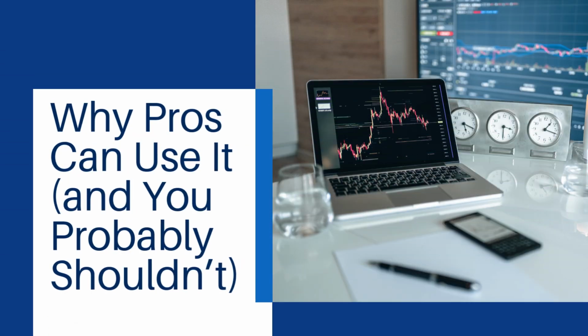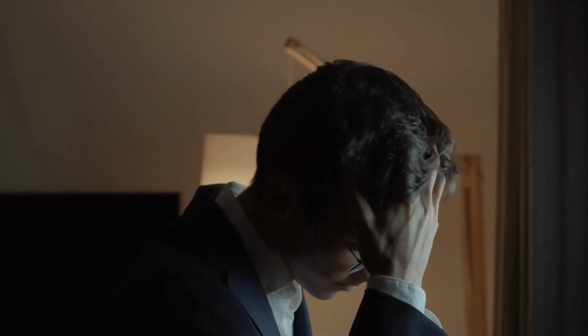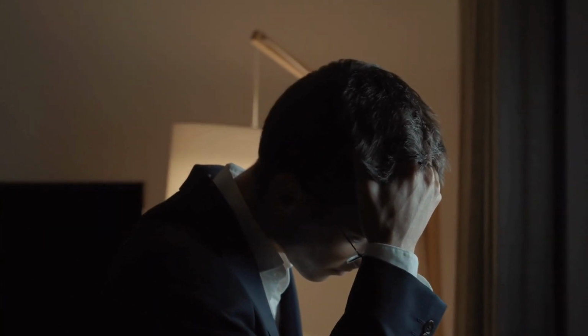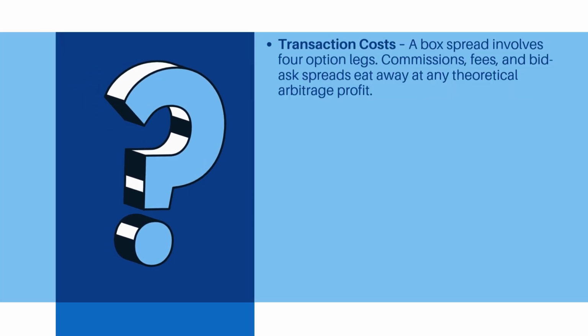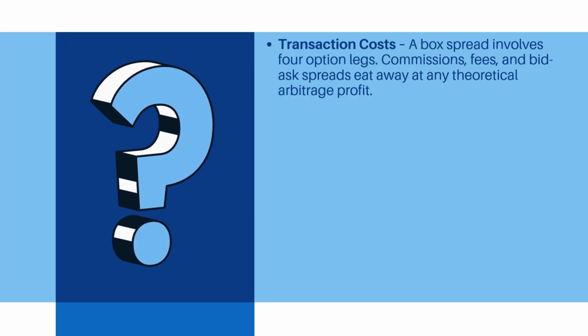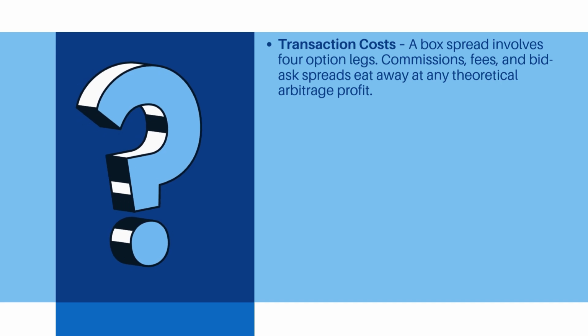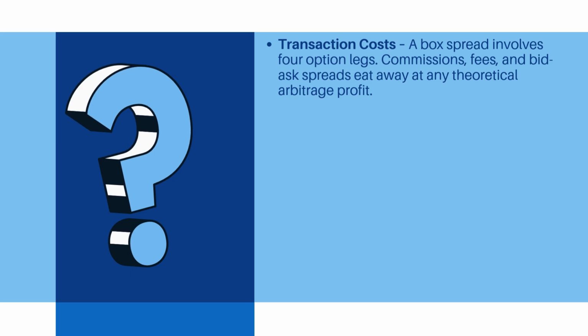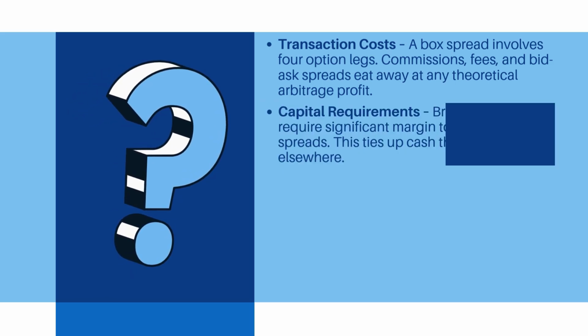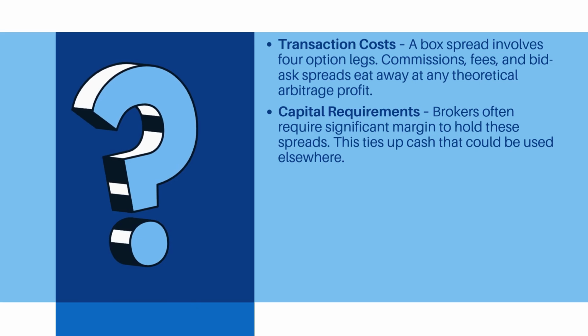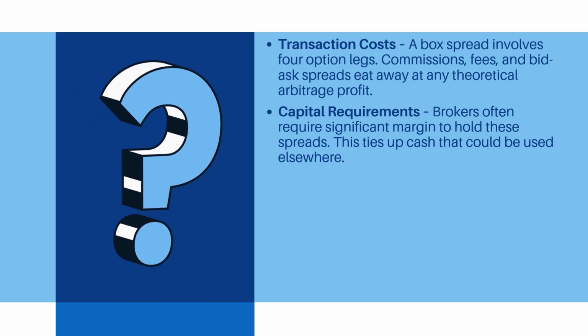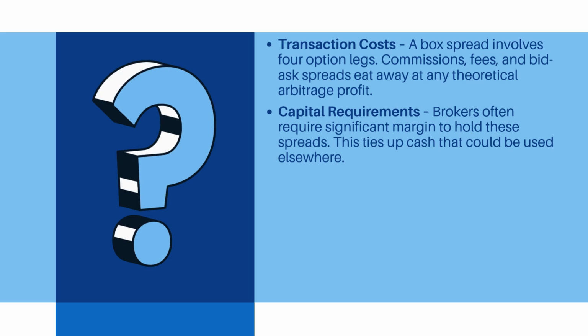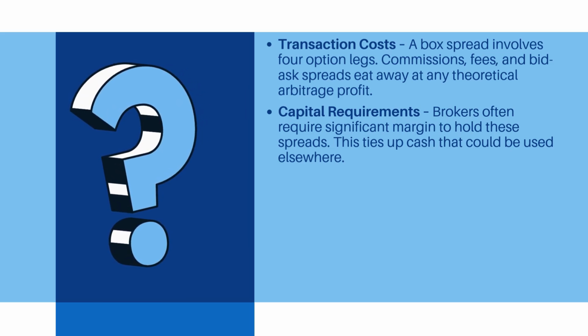Why pros can use it, and you probably shouldn't. Here's the catch. While it sounds like free money, retail traders almost never benefit. Why? Transaction costs. A box spread involves 4 option legs. Commissions, fees, and bid-ask spreads eat away at any theoretical arbitrage profit. Capital requirements. Brokers often require significant margin to hold these spreads. This ties up cash that could be used elsewhere.